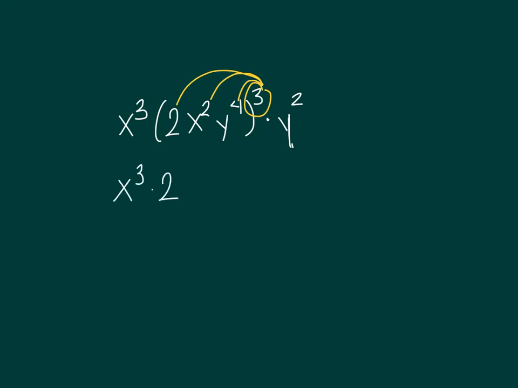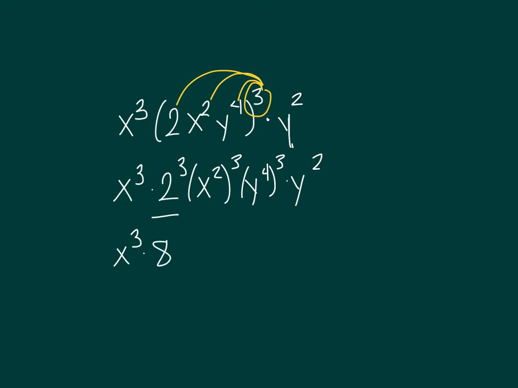All right, so we get 2 to the 3rd, x squared to the 3rd, y to the 4th to the 3rd, and then y squared. Whew, that was a lot. Again, we're just looking at what we notice. We have math we can do there, right? I'll just leave x cubed. And we have 2 to the 3rd power, that's 8. And then, once again, we have an exponent raised to another exponent, so we multiply those. So we've got x to the 6th, y to the 12th, and then I have another y squared.